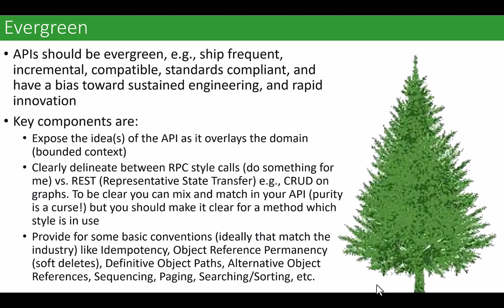API should be evergreen. Now, evergreen is as much a process-oriented thing as it is a design-oriented thing. So the process-oriented part is ship frequent, incremental, compatible, standards compliant APIs and have a bias towards sustained engineering and rapid innovation. Grind those APIs out. There is nothing more frightening than going to see a library or an API and figuring out when the last time somebody updated it, and it was updated 18 months ago or older. And in incredibly rare cases, it's perfect and needs no changes at all, ever. But that never really happened.